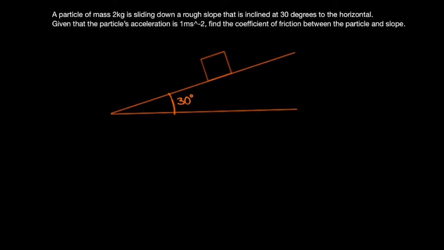So we're going to start by labeling all the forces on the diagram. If the particle's mass is 2 kilograms, then its weight is 2g. And we have the normal reaction force acting perpendicular to the slope. And if the particle is accelerating down the slope at 1 meter per second squared, then that means friction is acting in the opposite direction, so it has to be acting up the slope.